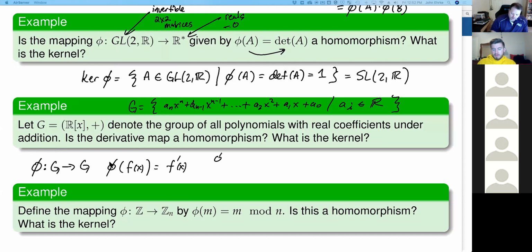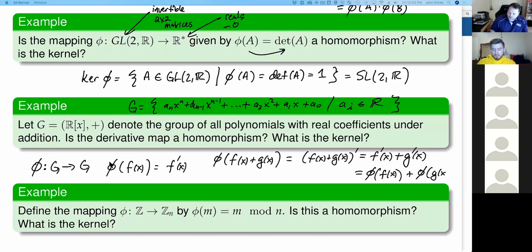Well, consider if I had two polynomials added together, the derivative map would take the derivative of these, but we know the derivative distributes across addition, so it would be the derivative of each of these, but that's just phi of f and phi of g. So the derivative is itself a homomorphism from the group of polynomials back into the group of polynomials.